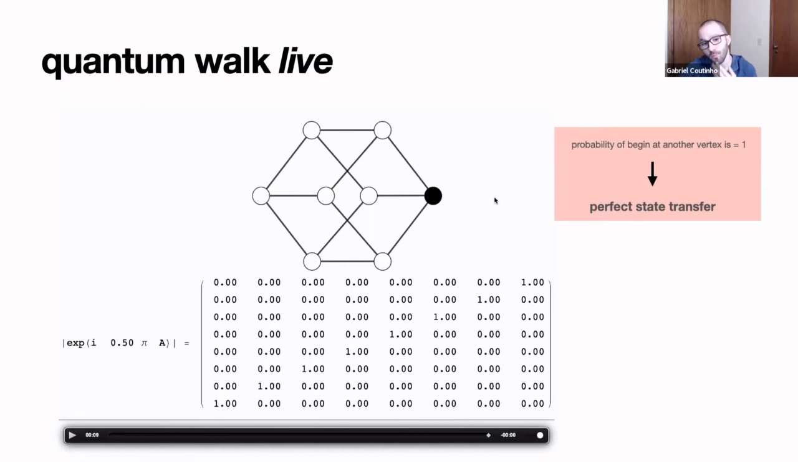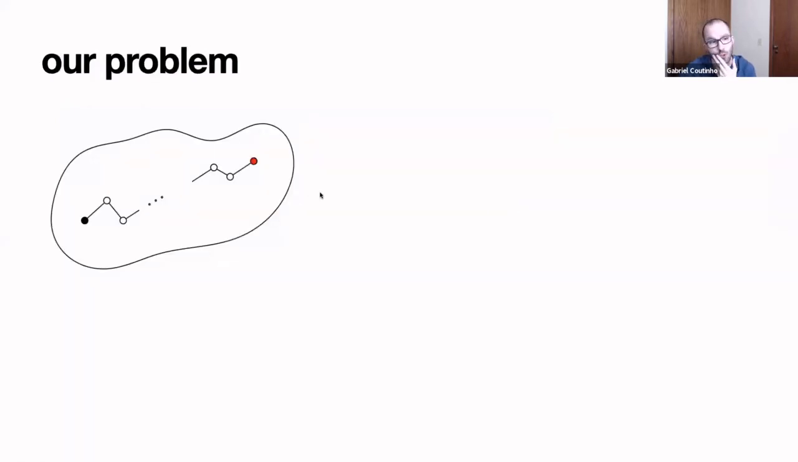Now, what is the problem that I want to use to motivate this talk? I imagine that I have this big graph here with way more vertices and edges than you see. And then I have this special black vertex, which will be my initial vertex, and this red vertex, which is my target vertex. And I want to have perfect state transfer from here to here. Of course, this is a complicated network with a bunch of other vertices. But here, just picture that this is the shortest path between black and red.